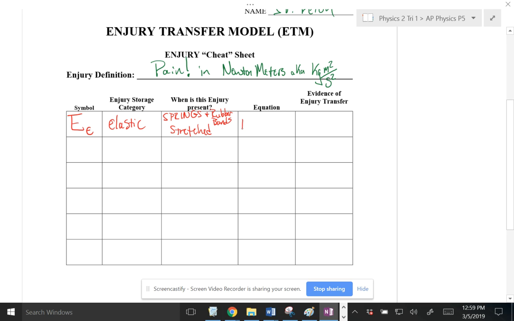Okay? Equation E sub E equals 1/2 k delta x squared. Okay? Evidence that the injury has been transferred, that the injury has gone into a different form. The spring is, okay, there we go. Stretched less stretch.